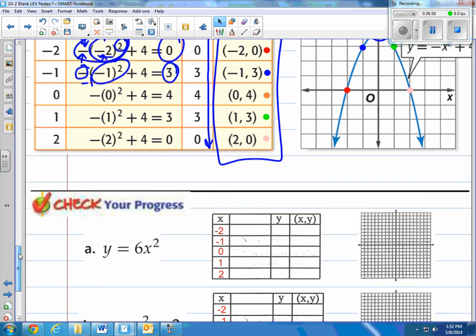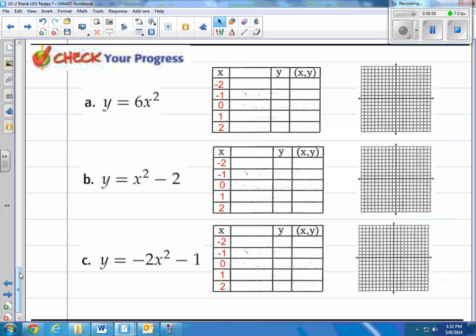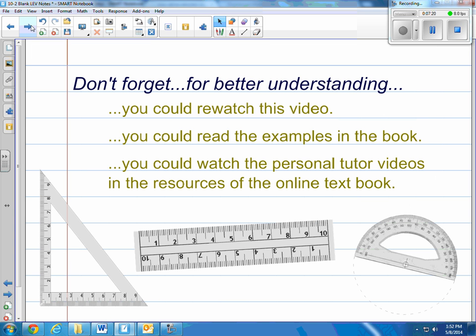Now for you. If you print the notes for this page, you can have the nice tables right here, and you can have the graphs right here. But I'd like you to try each one of these on your own. Answers will be provided in class. And as usual, don't forget, you can always rewatch this video or read the examples in the book. Or you can go online and do the personal tutor.